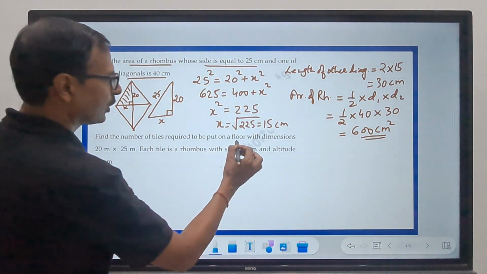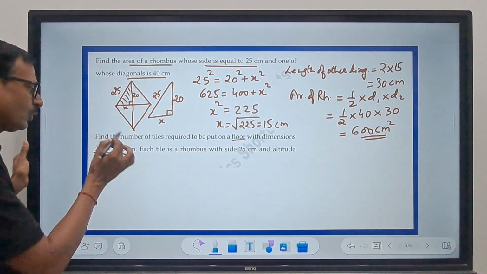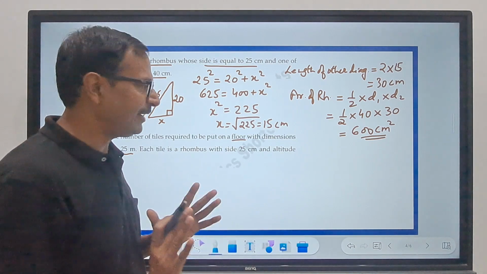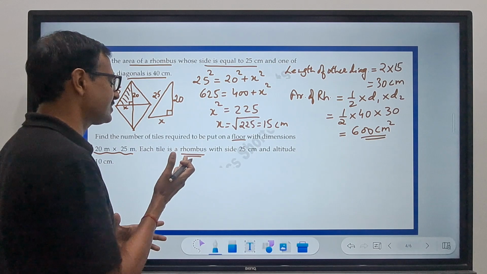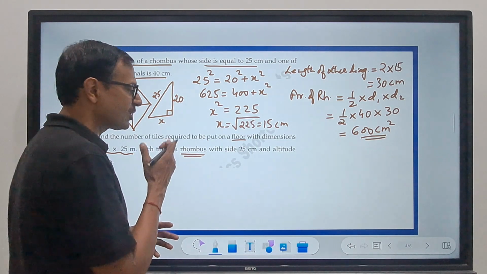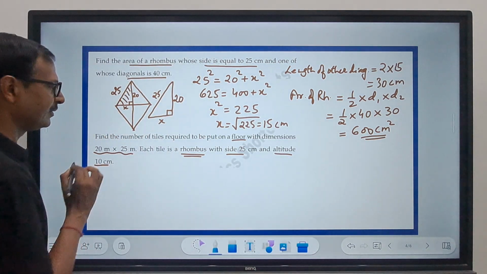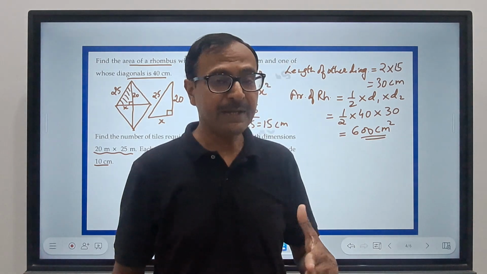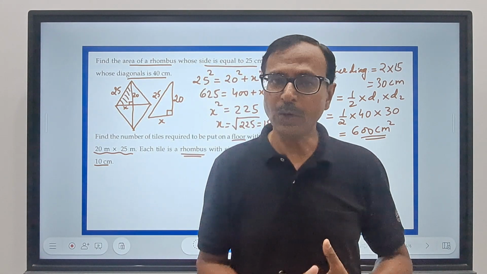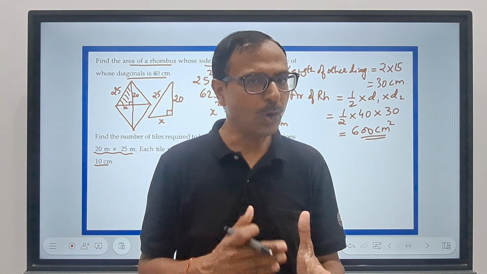So we have a floor whose dimensions are 20 and 25. So we know the area of the floor, right? And whenever we are covering the floor with any shape of tiles, like here we are given that the tile is a rhombus. Again, the side and altitude are given. Now what happens to a rhombus when its side and the altitude are given? Now you should know how to find the area of a rhombus given its side and altitude.